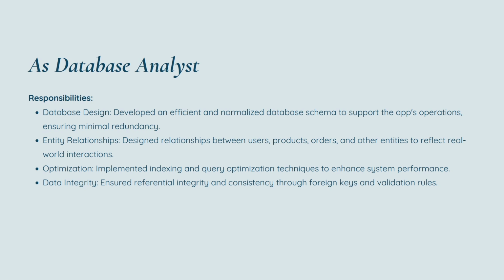The next one is entity relationship. We created comprehensive relationships between various entities such as users, products, and orders to accurately mirror real-world interactions and business processes. Optimization. We applied advanced indexing methods and query optimization strategies to significantly boost the system performance, ensuring faster data retrieval and overall efficiency. Data integrity. We maintain referential integrity and ensure data consistency by implementing foreign keys and comprehensive validation rules, safeguarding the accuracy and reliability of the database.